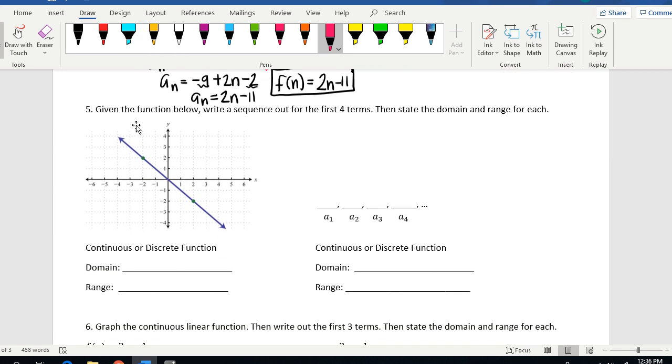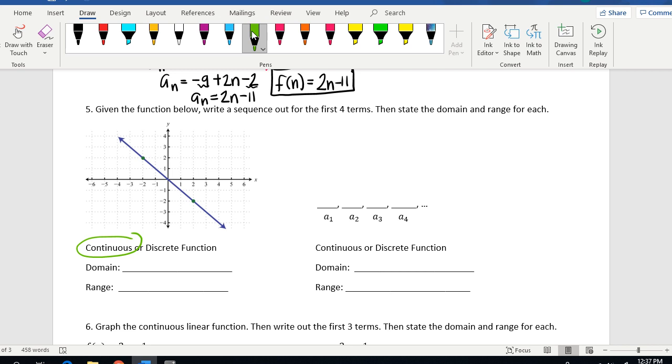Number 5, I'm given the function below, and I want to write a sequence out for the first 4 terms. Then state the domain and range for each. Okay, so I'm given this beautiful linear graph. This linear graph is continuous. I have connected the coordinate points. It has arrows on either side. It's going on forever.